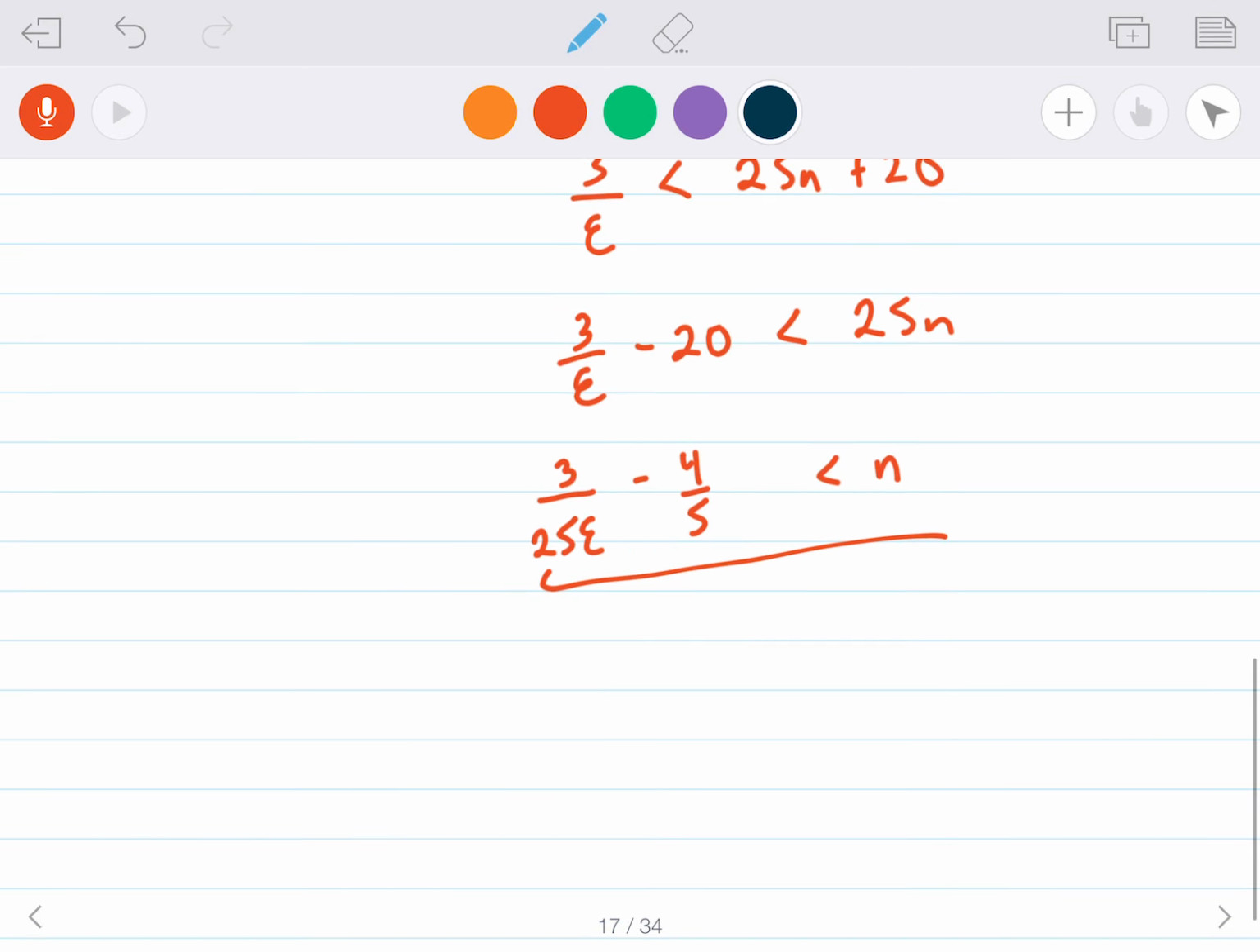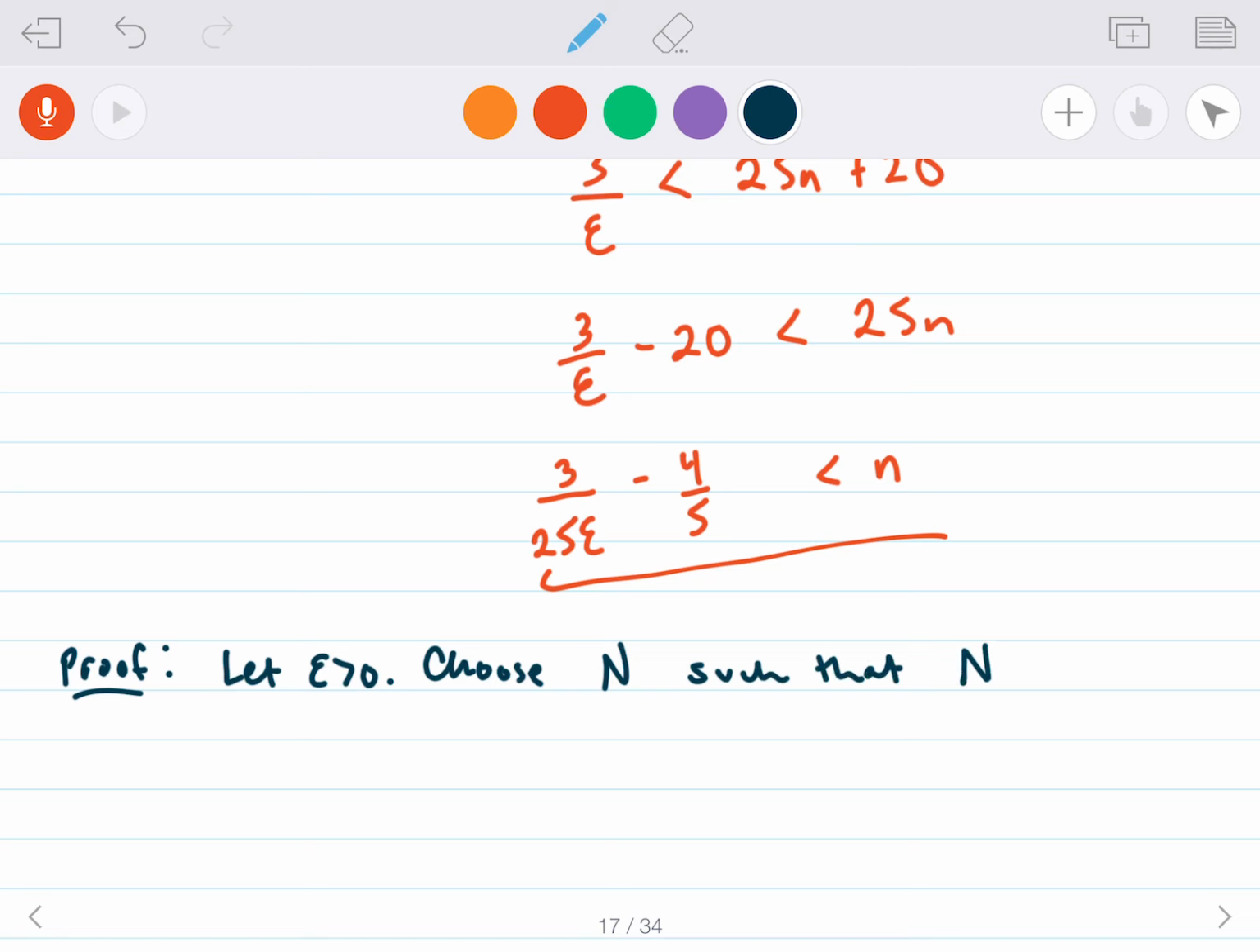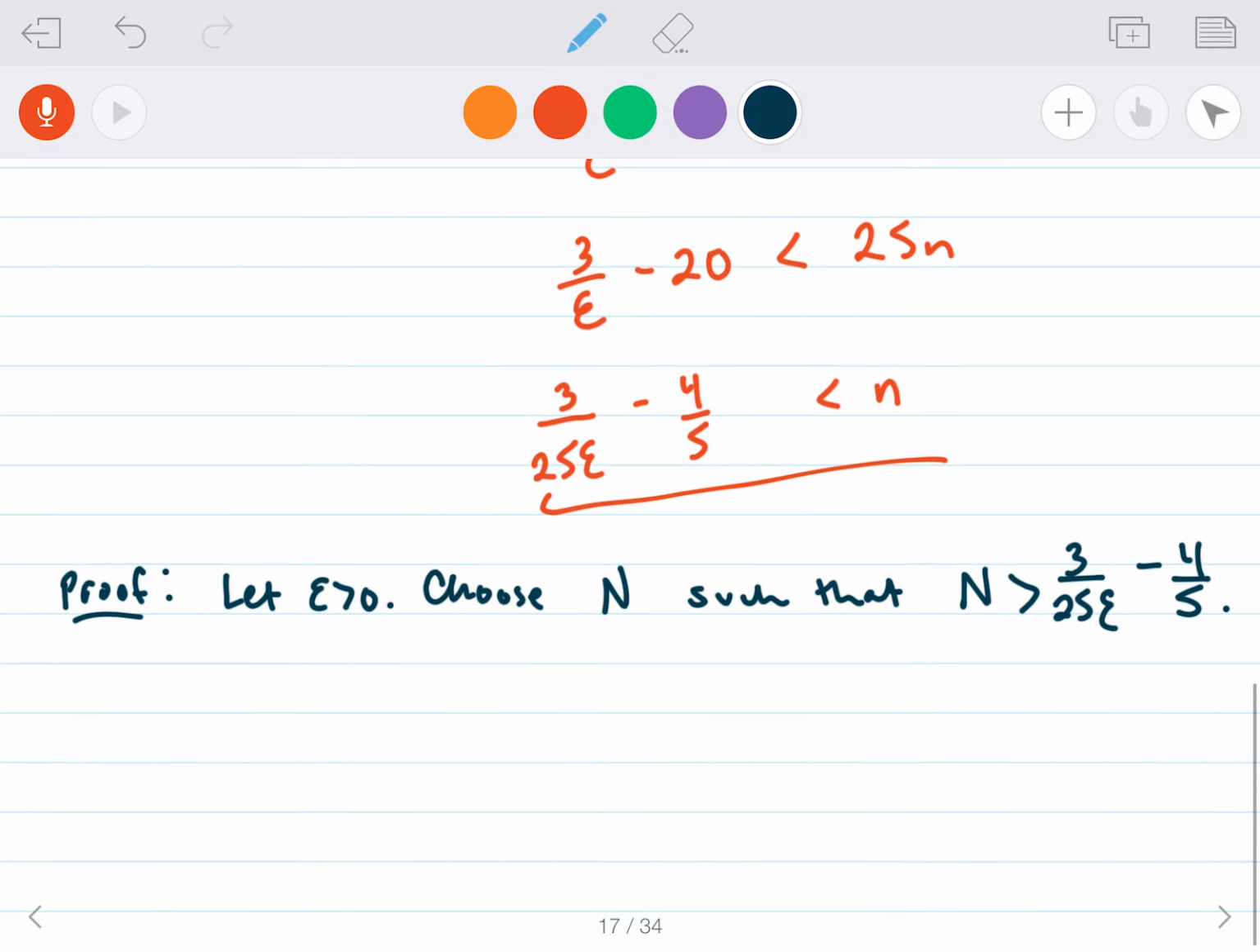Okay, so here's my actual proof. Let epsilon be bigger than 0. Choose capital N such that capital N is larger than 3 over 25 epsilon minus 4 over 5. Then, and why can I do this? Archimedean property, but I didn't say it. See, I'm getting sloppier as time goes on.